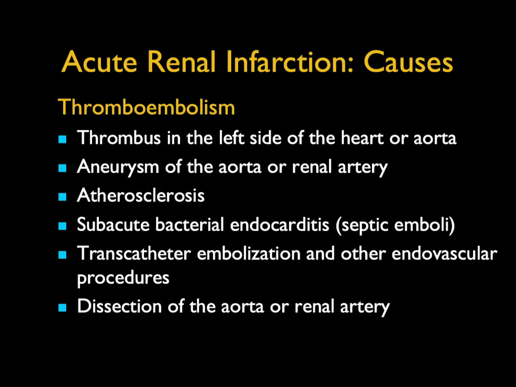Now, when we speak about the kidney, other things in the acute abdomen, renal infarction. Most common causes: thromboembolism, thrombus in the left side of the heart, aneurysms of the aortorenal artery, atherosclerosis, subacute bacterial endocarditis, transcatheter embolization, or any other vascular procedure, or a patient with a dissection of the aorta that involves the renal artery.